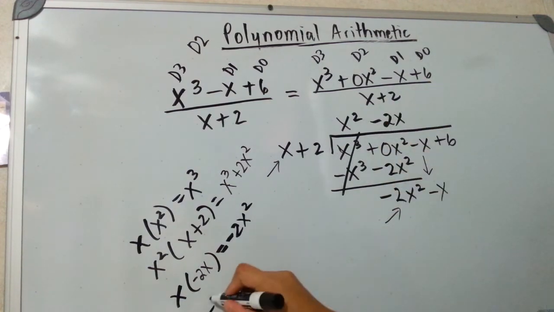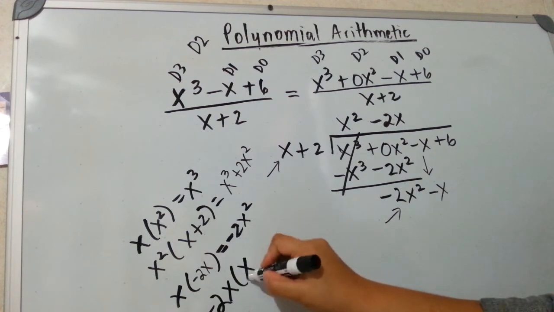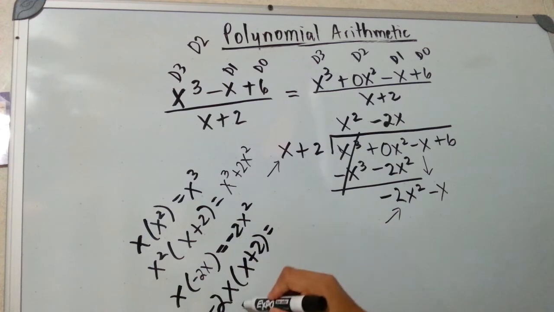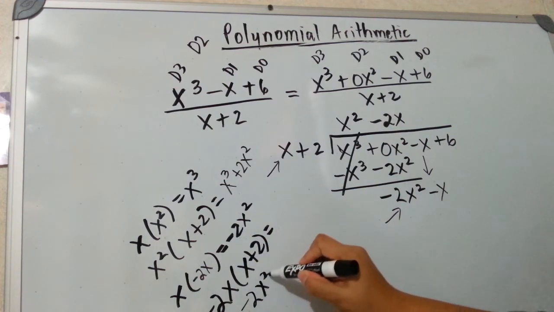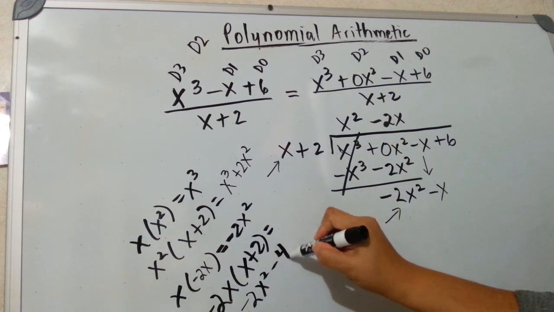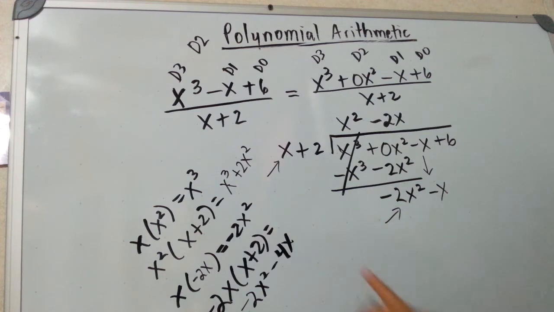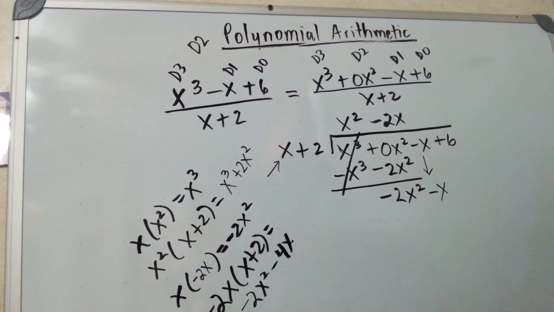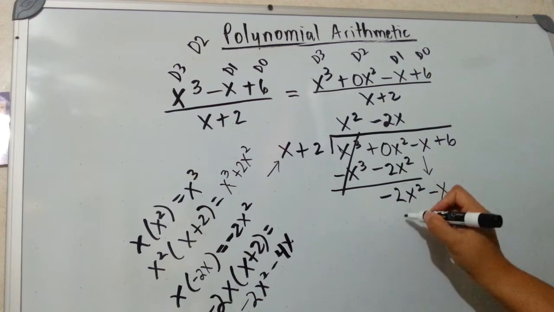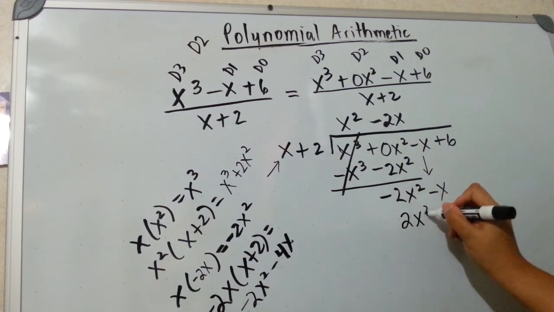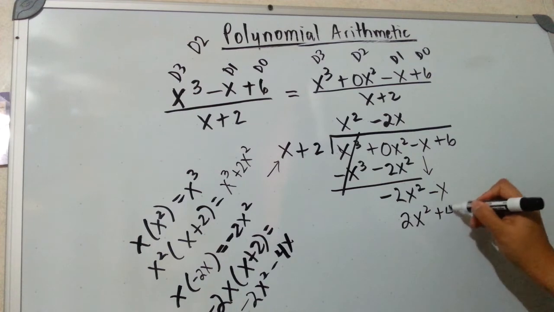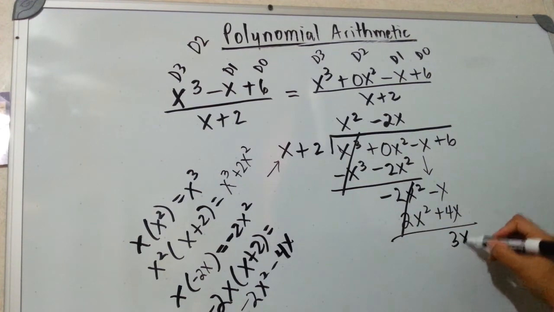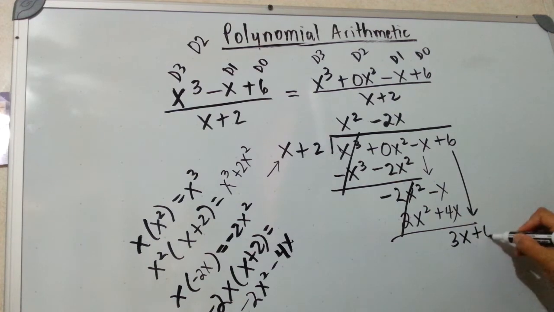Now we're going to multiply minus 2x times the divisor. That's going to give us minus 2x squared minus 4x. And when we place it over here, we're going to change the signs. So it's going to become positive 2x squared plus 4x. This is 3x. And we'll bring down the 6.